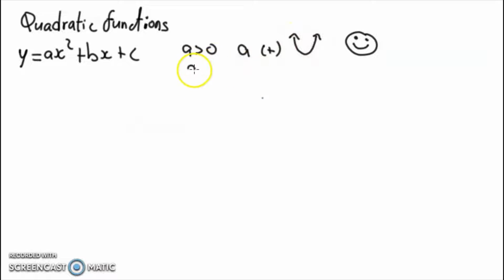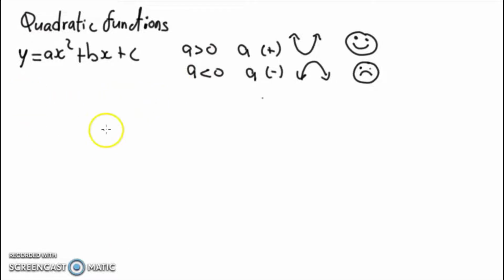And also, when a is less than 0, this means that a, of course, is negative. Then we would have a graph that looks like this. A negative graph is associated with a negative emotion, sadness, so it's a sad graph. That's what I used to call it while I was still in high school. So this is how you can remember the shape this graph will take depending on the sign of the coefficient of x squared, the sign of a.